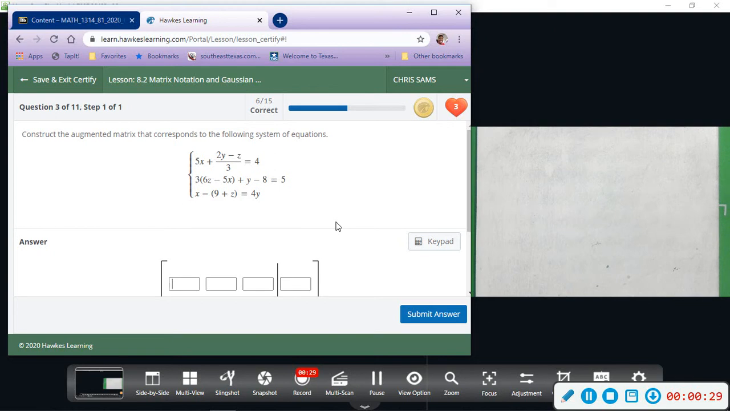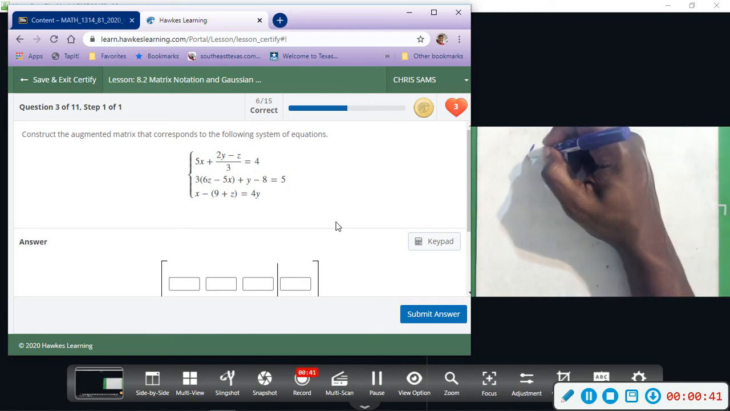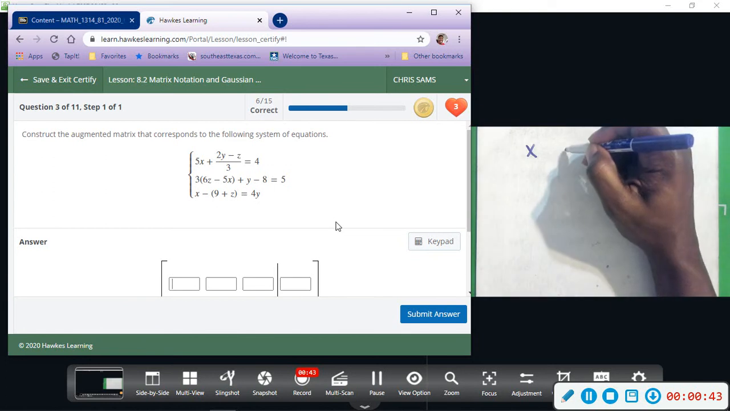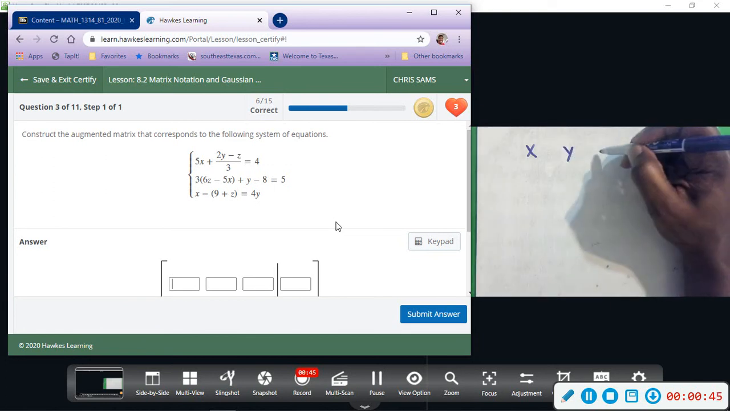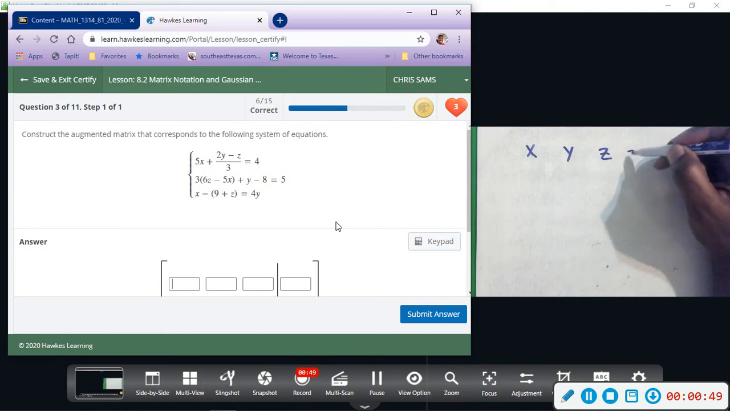So what you have to do is organize and line up each of the values, and we're only focusing on the coefficients. That would be the number in front of the variables. And generally, we're going to go in alphabetical order. So we want the x value to be first, the y value to be second, z to be third, and then on the other side of our equal sign, we want our number over there.